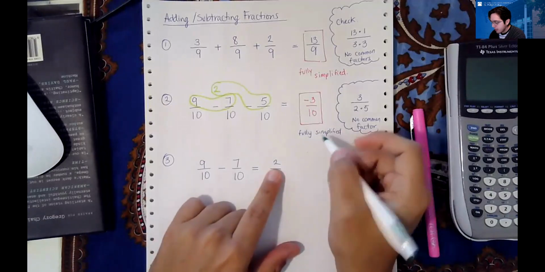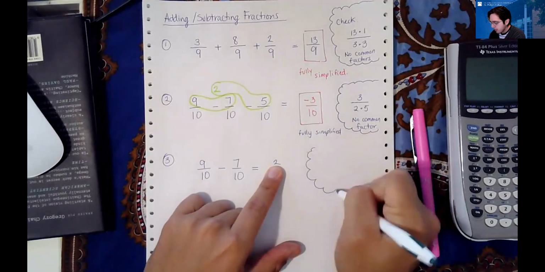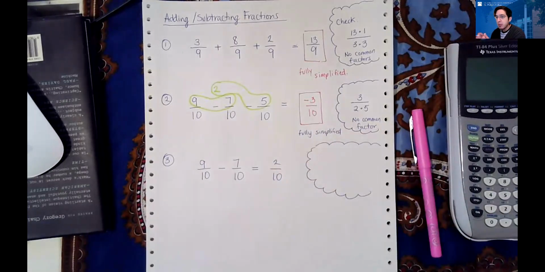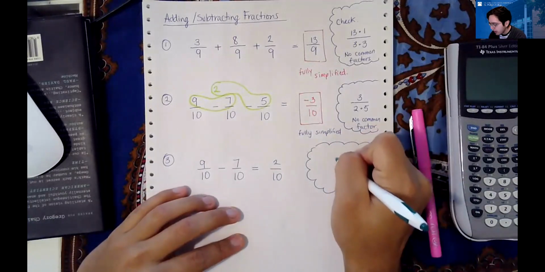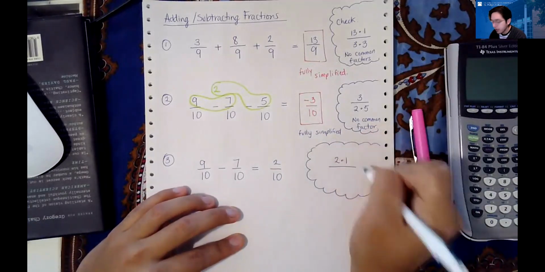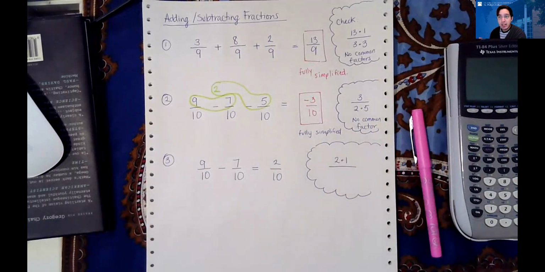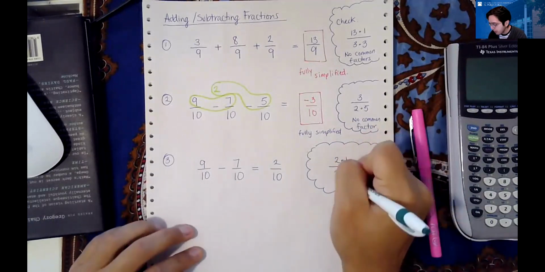You could say to yourself, let's just go over here with our little thought bubble. 2 cannot be written as 2 smaller numbers multiplied by each other. It would just be 2 times 1. So if you wanted to, you could write the numerator as 2 times 1. That's perfectly fine. But 10 can be broken down into multiplying smaller numbers. What 2 smaller numbers multiply to make 10? 2 times 5.